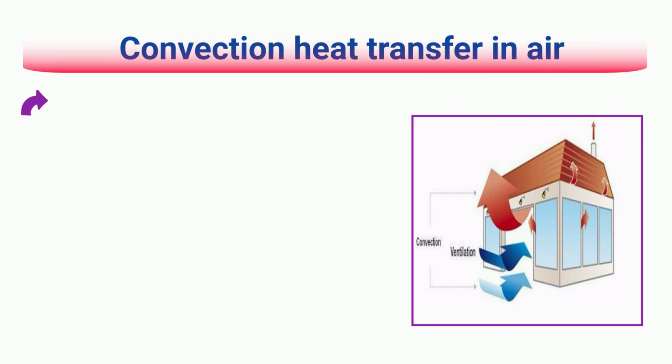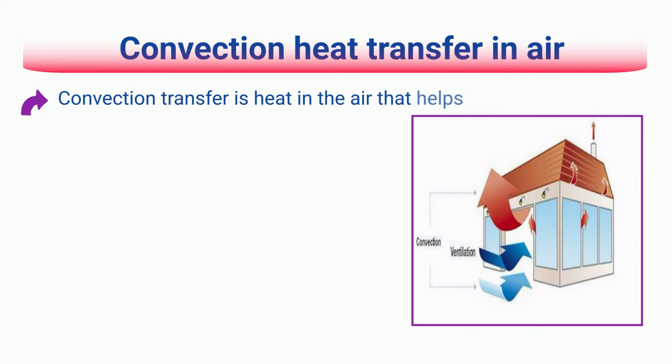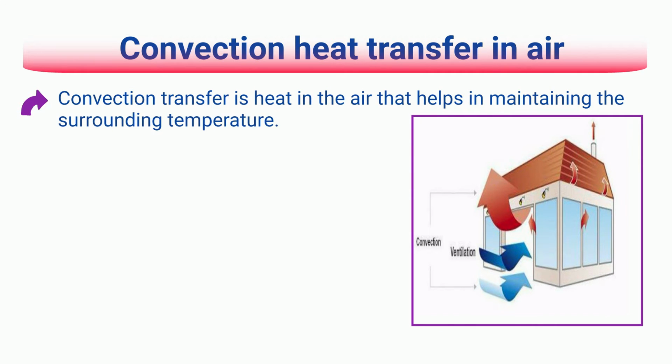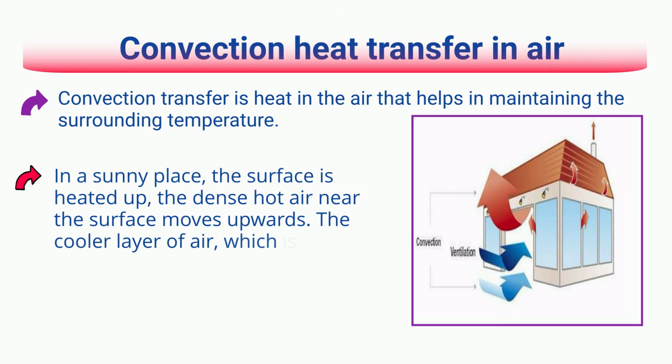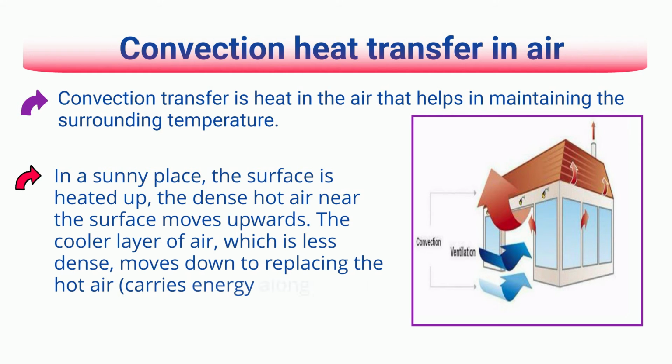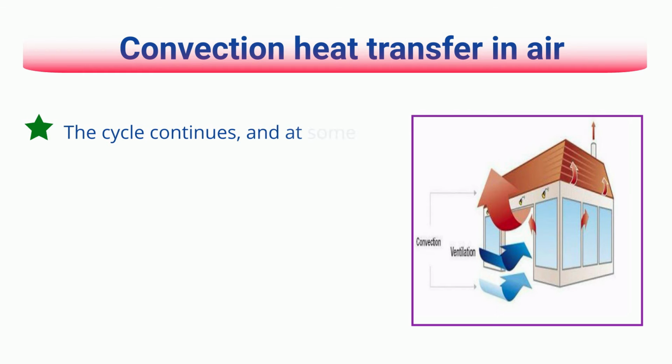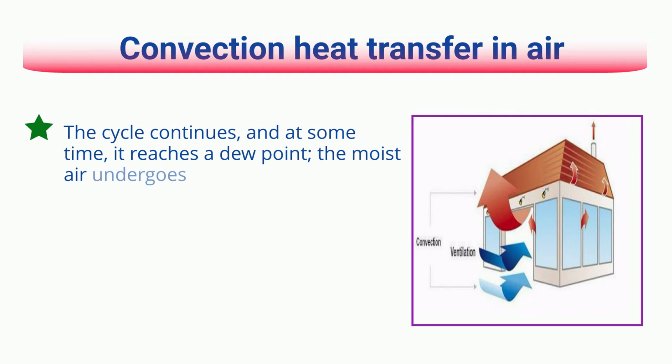Convection heat transfer in air. Convection transfer is heat in the air that helps in maintaining the surrounding temperature. In a sunny place, the surface is heated up, and the dense hot air near the surface moves upwards. The cooler layer of air, which is less dense, moves down, replacing the hot air and carrying energy along with it. The cycle continues, and at some time, it reaches a dew point.